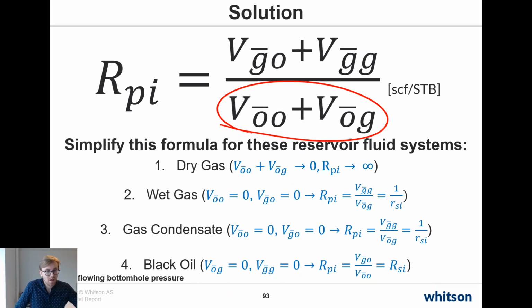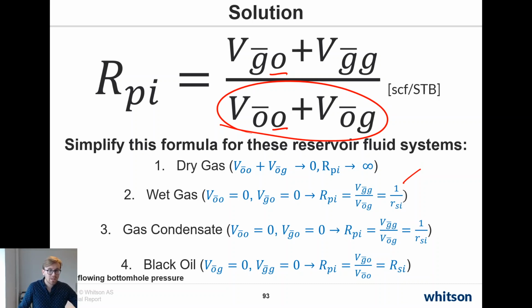Okay. For the wet gas case, we know that there is no reservoir oil phase. So we can ignore this term and this term, but we know that we're producing a little bit of condensate at surface. So the producing GOR will be V_g hat over V_o hat, so this formula right here. And what we see is that this is actually equal to the inverse of the solution CGR.